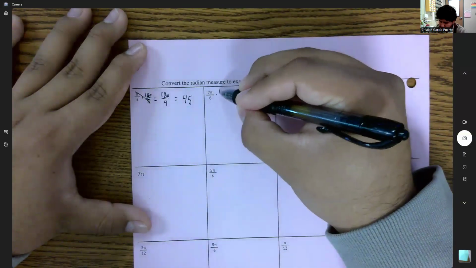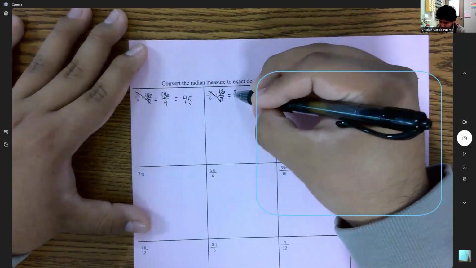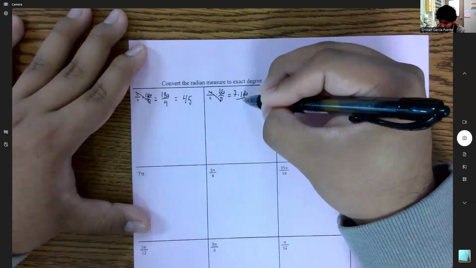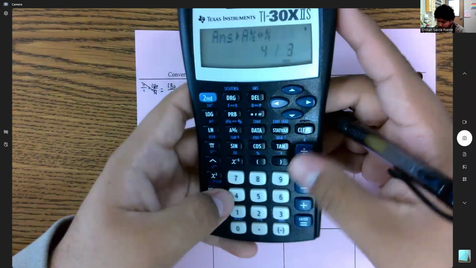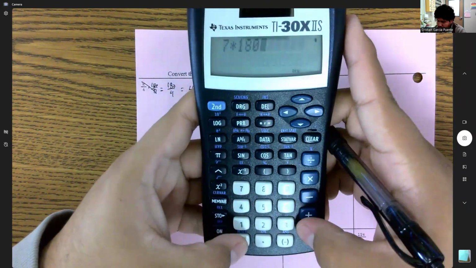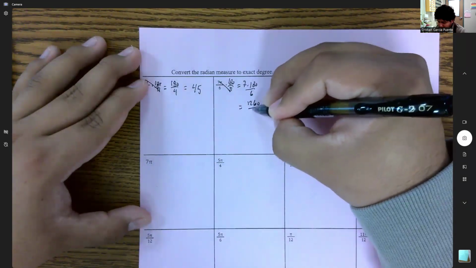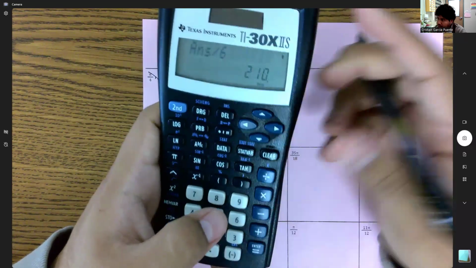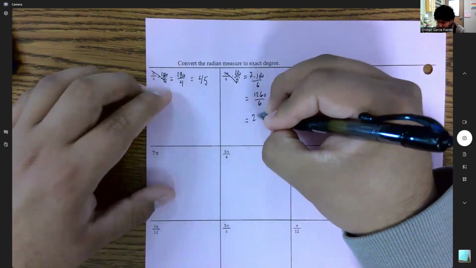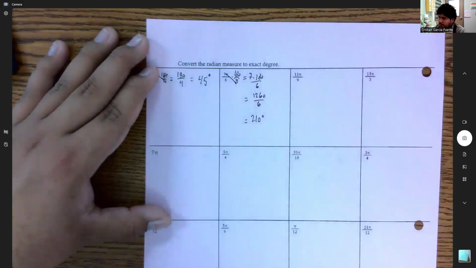So again, same thing we're doing on this one. 180 over pi. Pi's cancel. I'll be left with 7 times 180 all over 6. And now, what's 7 times 180? So you're going to do that in your calculator. That gives you 1260. So that's 1260 divided by 6. And then put that in your calculator if you don't know how to do that. And that gives you 210. And 210 degrees is your answer.